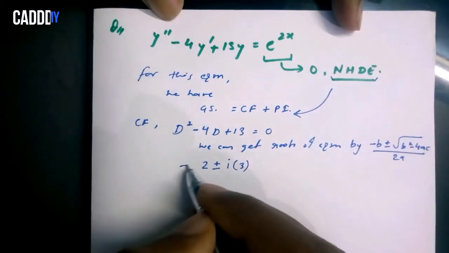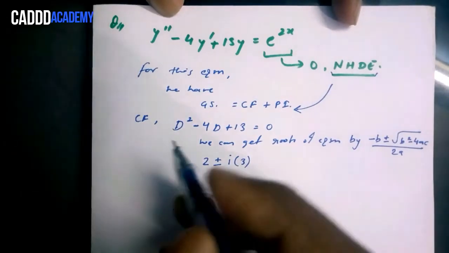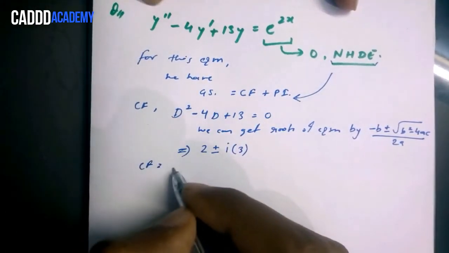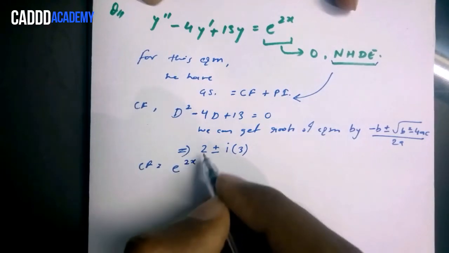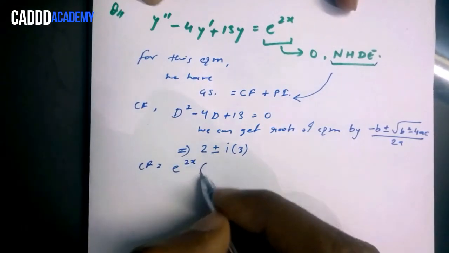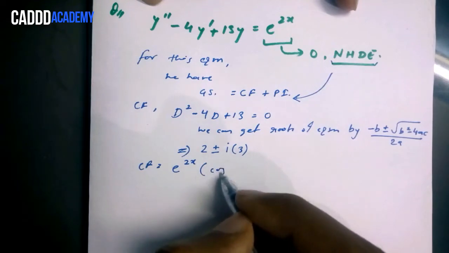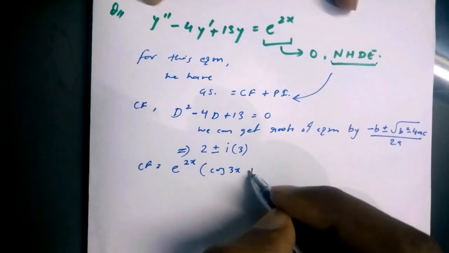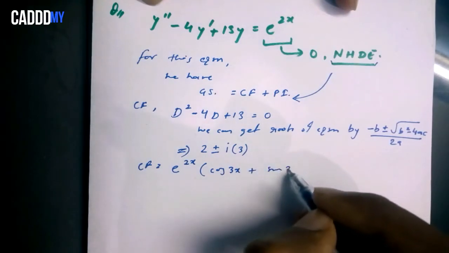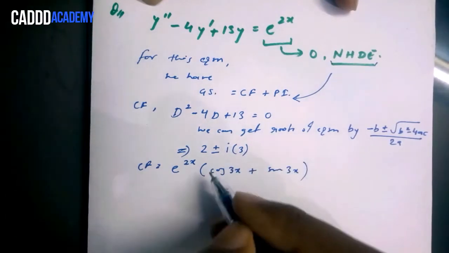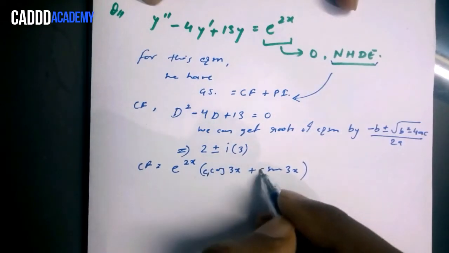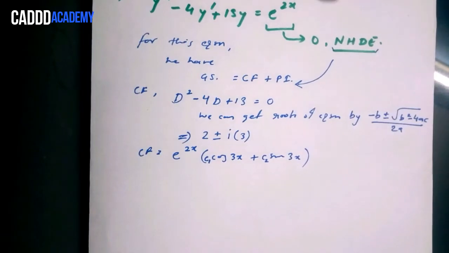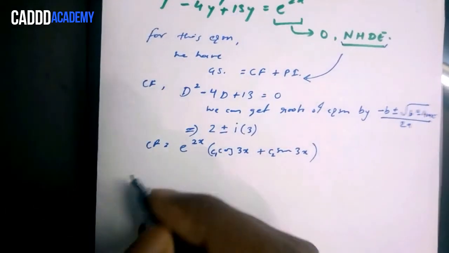So these are both roots of the equation. The complementary function will be e to the power 2x times (c1 cos beta x plus c2 sin beta x), which is e to the power 2x (c1 cos 3x plus c2 sin 3x), with constants c1 and c2. So this is the complementary function for this equation, and now we have to get the particular integral.